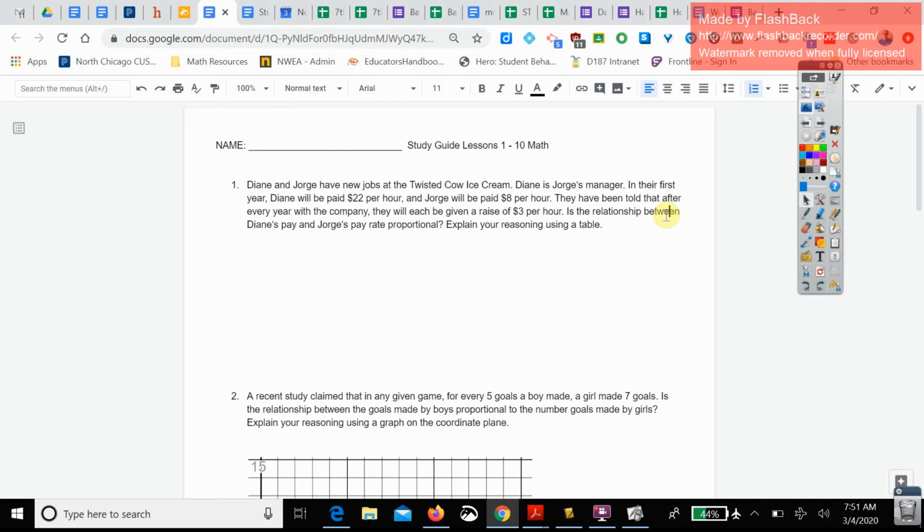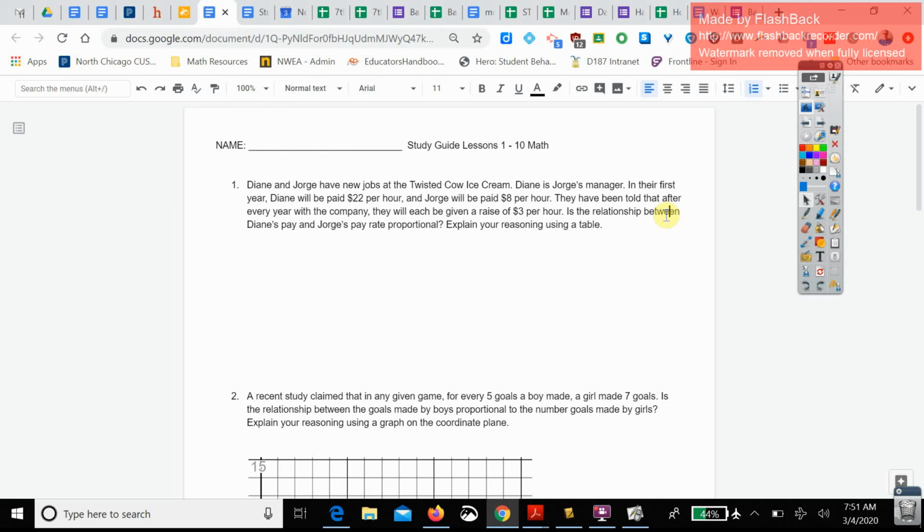First question. Diane and Jorge have new jobs at the Twisted Cow Ice Cream. Diane is Jorge's manager. In their first year, Diane will be paid $22 an hour and Jorge will be paid $8 an hour. They have been told that after every year with the company, they will each be given a raise of $3 per hour. Is the relationship between Diane's pay and Jorge's pay rate proportional?